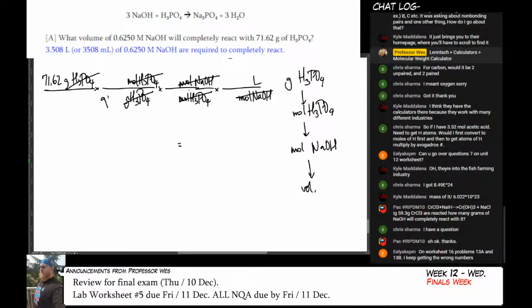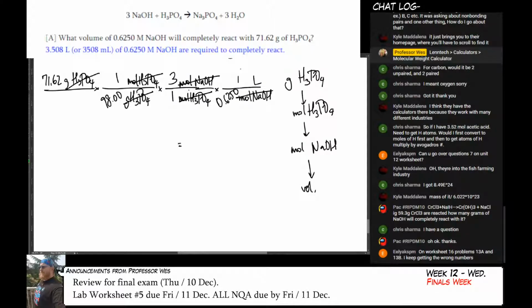98 grams per mole. This equation is balanced, so I need 3 sodium hydroxide per 1 phosphoric acid. And then the molarity of this is 0.6250 moles per liter.